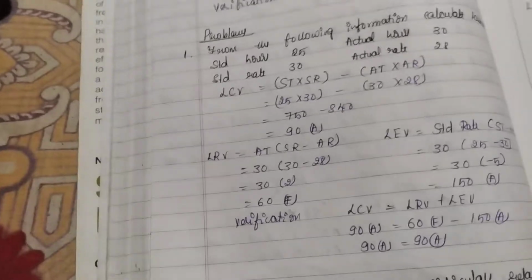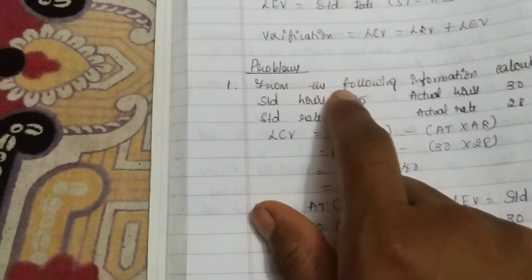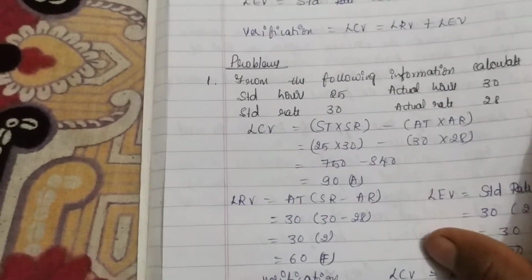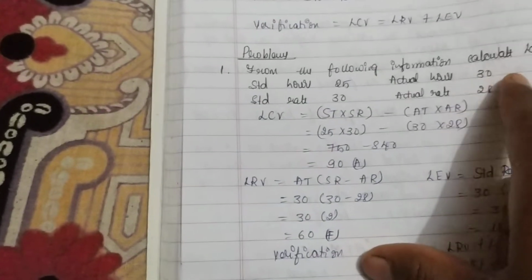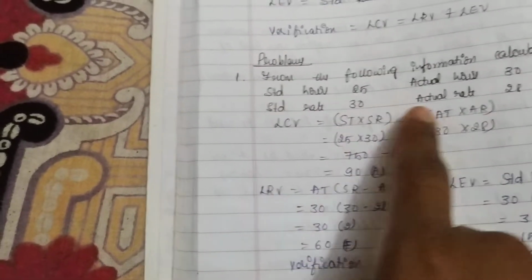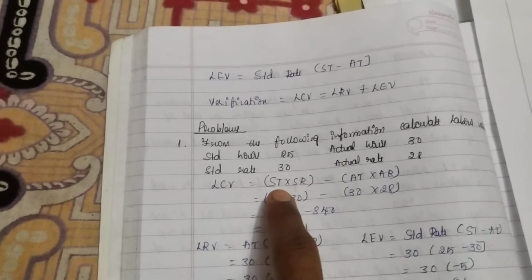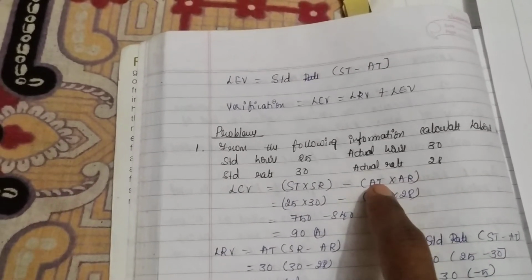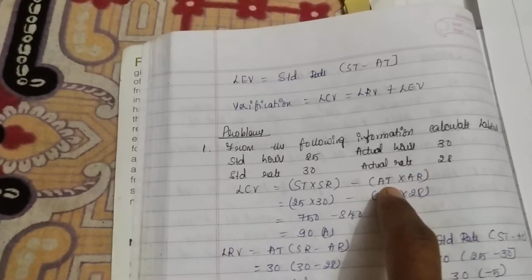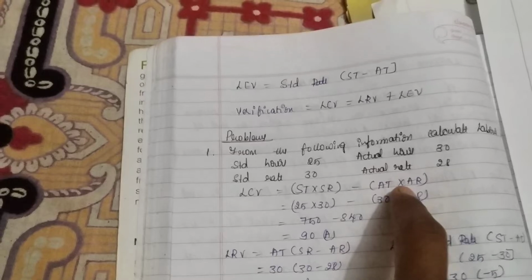So let us get to the problems. The first problem is: from the following information, calculate the labor variance. Standard hours 25, actual hours 30, standard rate 30, actual rate 28. The formula of LCV equals standard time into standard rate minus actual time into actual rate, because the standard cost and actual cost are not given. So we should calculate it through standard time into standard rate minus actual time into actual rate.